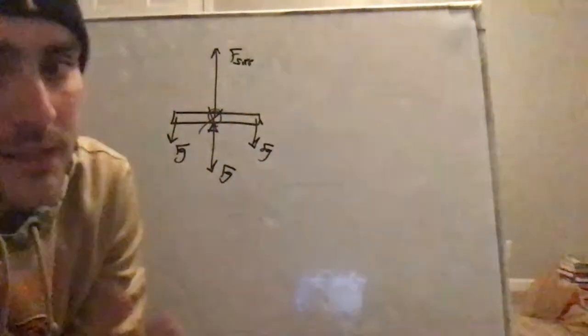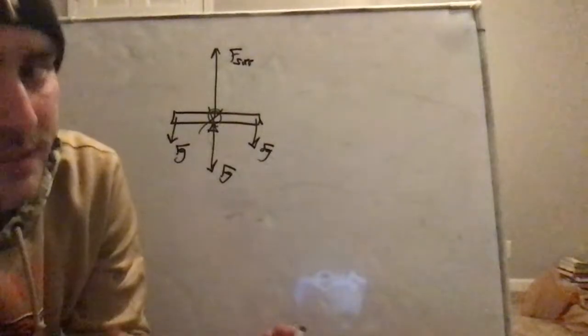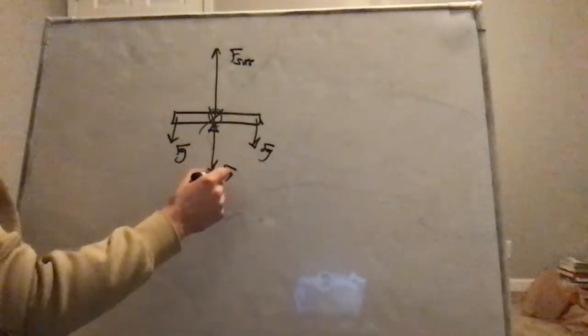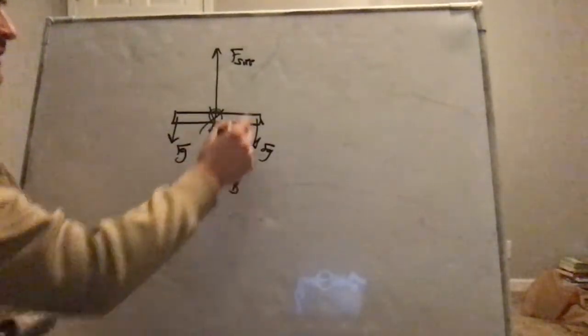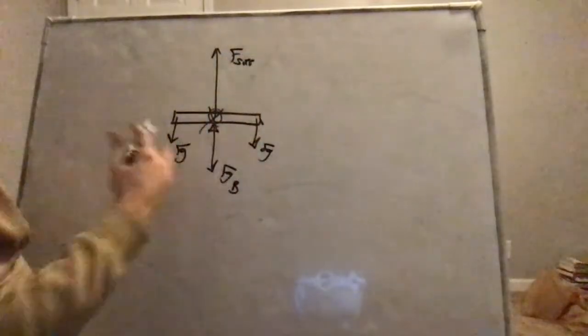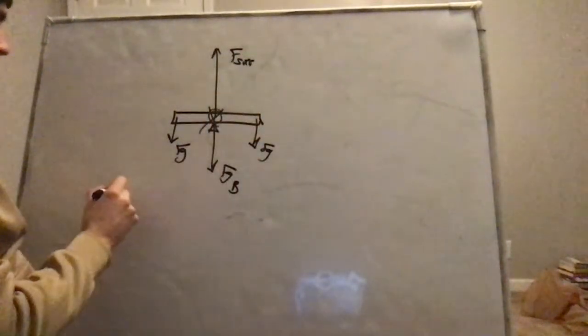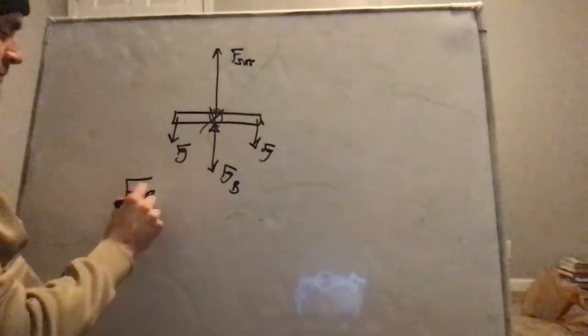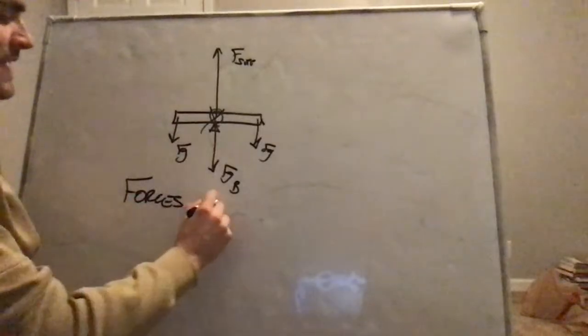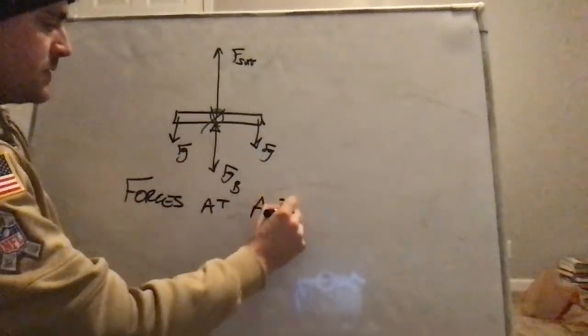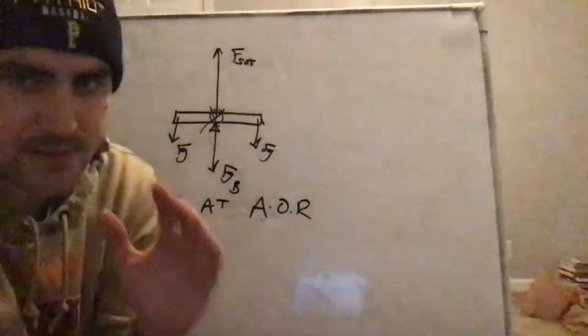Okay. Now it does something for me mathematically. What it does for me is it actually means that F_G board and F support are not causing torques. Okay. So I'll write that out. Forces at the axis of rotation. I want to make this abundantly clear.